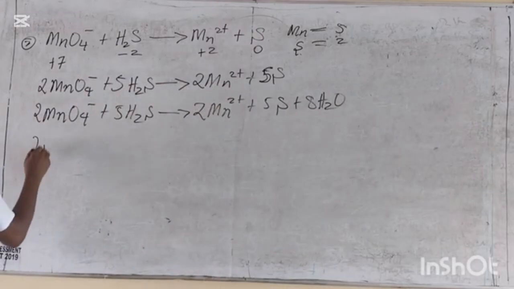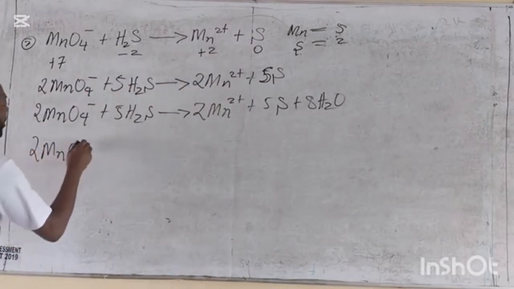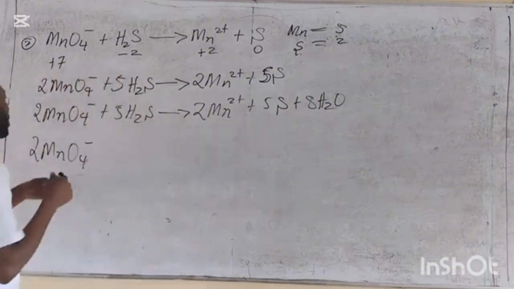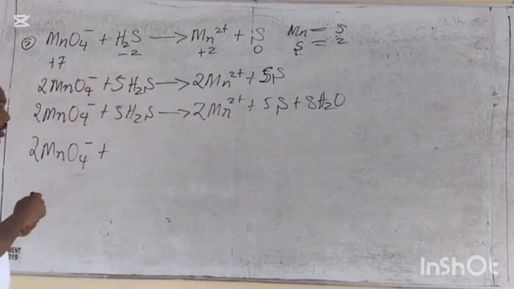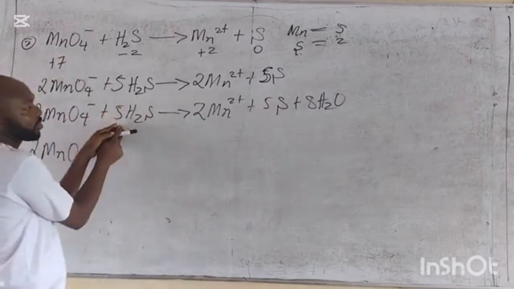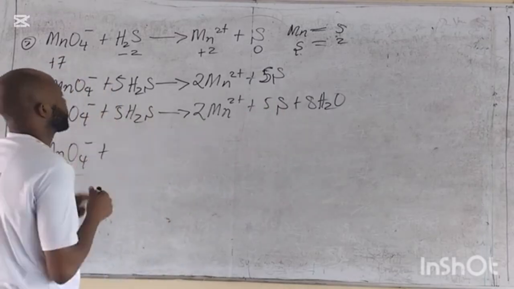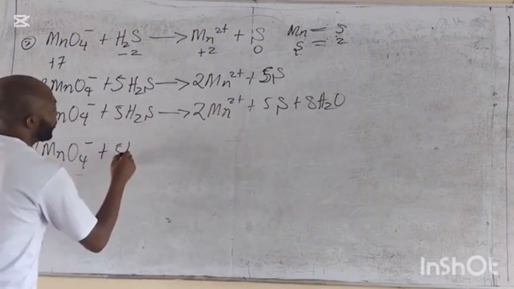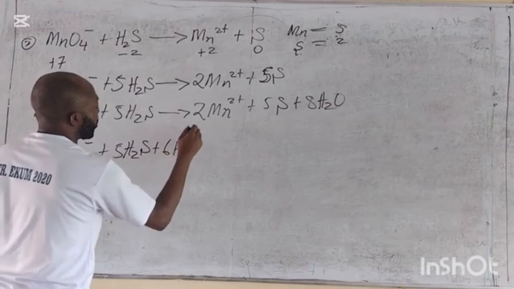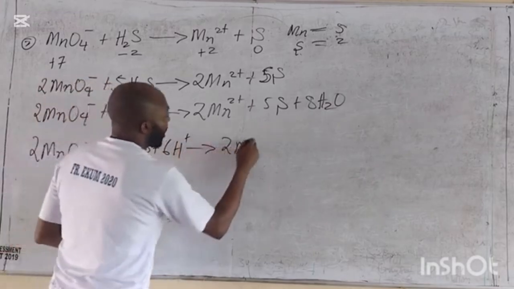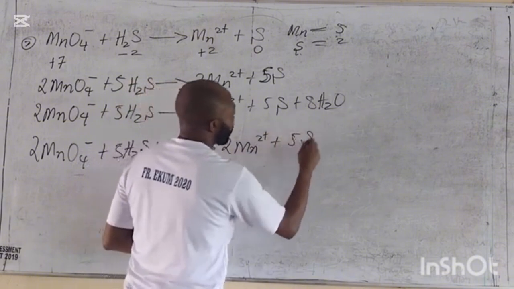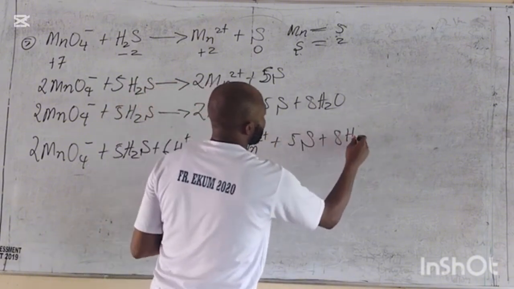I have 2 MnO4 minus. Now, hydrogen is 16, so I have to balance hydrogen on this side. Since it's 16, and this side we have 10 hydrogen already, I will bring in 6 hydrogen. Plus 5 H2S plus 6 hydrogen ion will give us 2 Mn2 plus, 5 sulfur, plus 8 H2O.